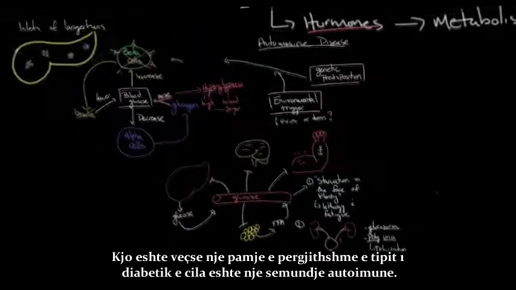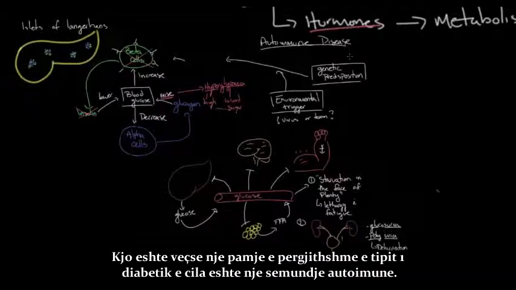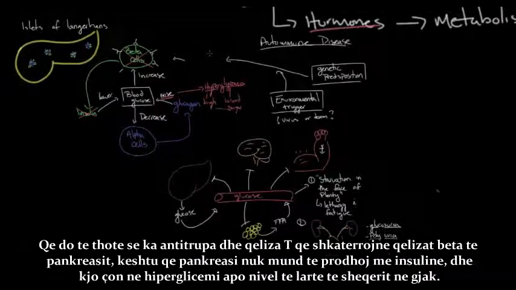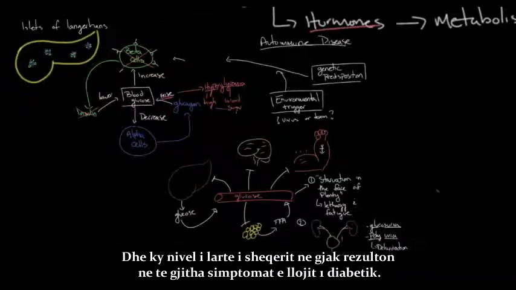So this is just a brief overview of type 1 diabetes, which is an autoimmune disease, meaning that there's antibodies and T cells that destroy the beta cells of the pancreas so that the pancreas can't produce insulin, resulting in hyperglycemia, or high blood sugar. And it's this high blood sugar that results in all of the symptoms of type 1 diabetes.